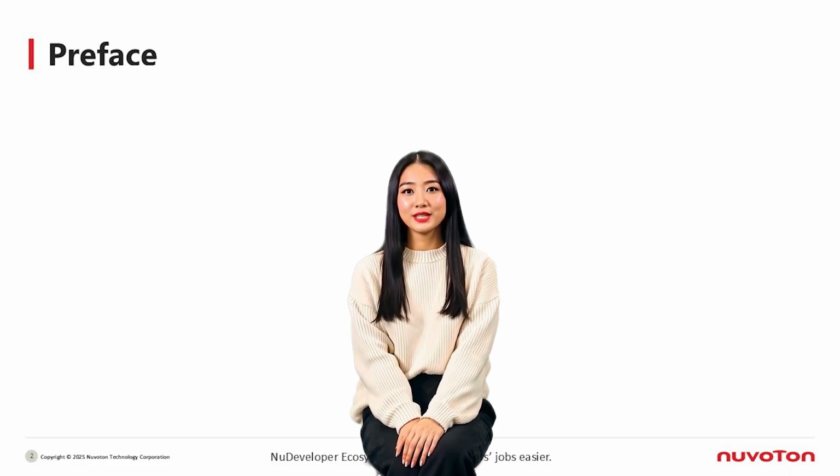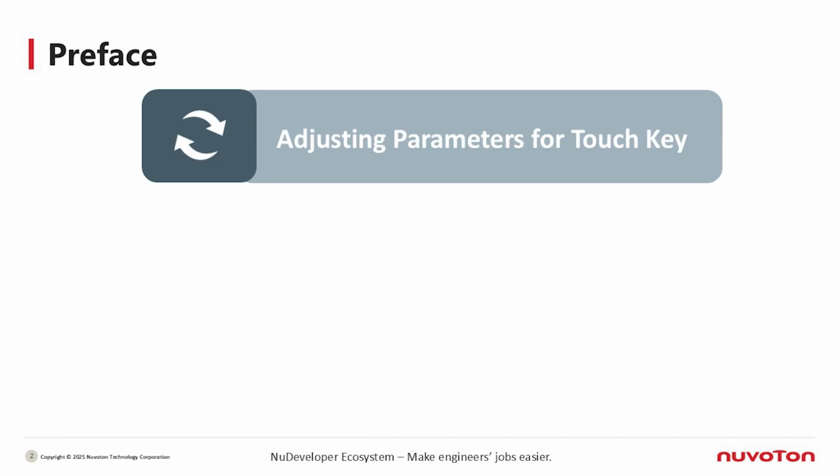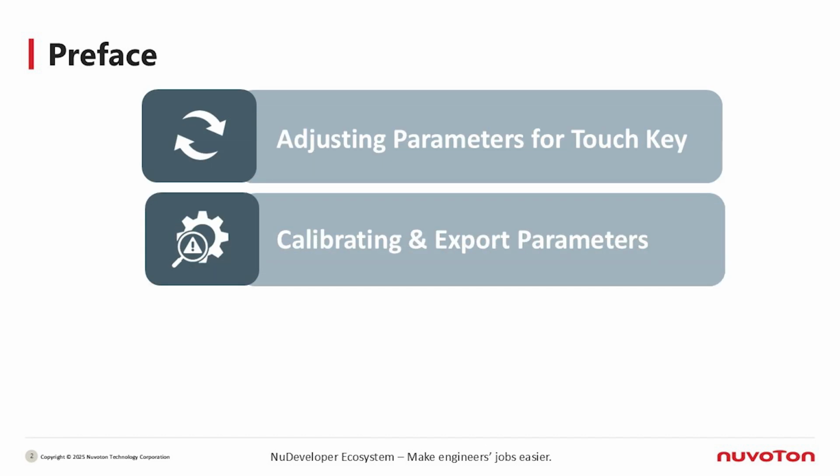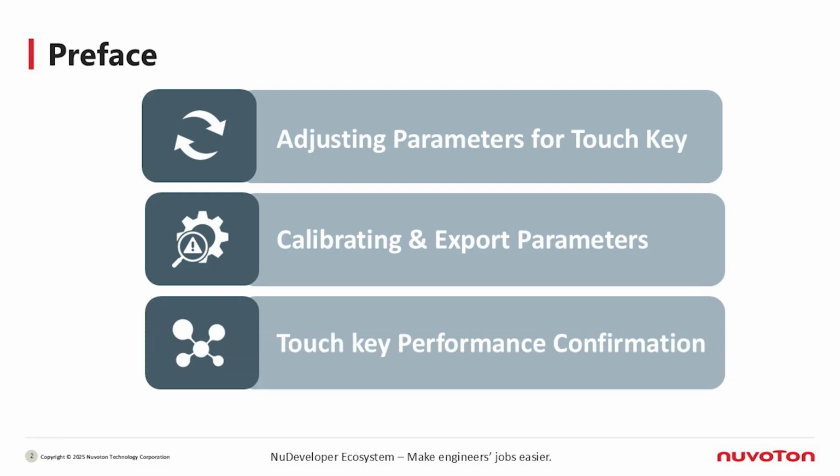In order to make touch key development more convenient and efficient, Nuvoton provides a GUI tool called Touch View for users to develop their touch key system. It can not only set the touch key pin, sensing time, sensitivity, and other parameters, but also calibrate the touch key, generate calibration parameters, and then export the calibration parameters. It is directly applied to the application project. Finally, it can also quickly confirm the performance of the touch key.